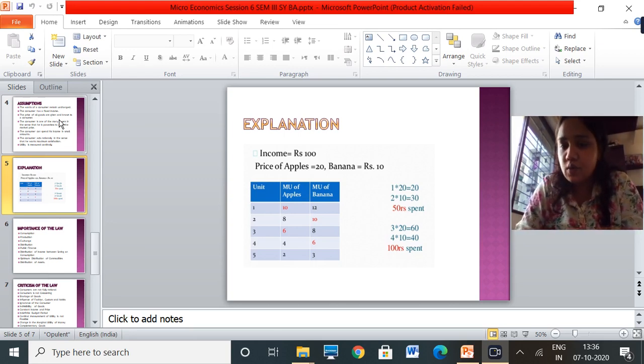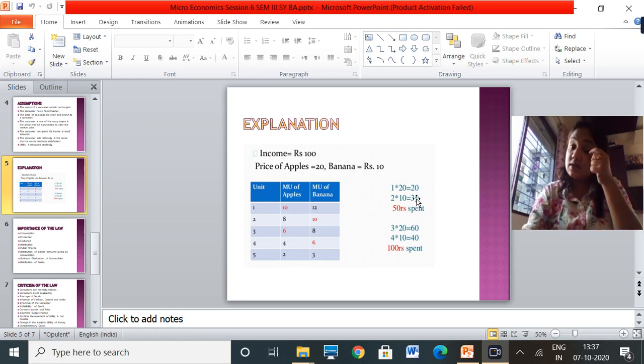In the first case, if you consider he is buying one unit of apple, which is priced at 20, he has spent 20 rupees. Then, considering just 10 and 10, which is equating in both the columns, he is buying 2 units of bananas which is priced at 10 rupees. So that becomes 2 into 10, which is again 20 rupees. So which means he is just spending 20 and 20.